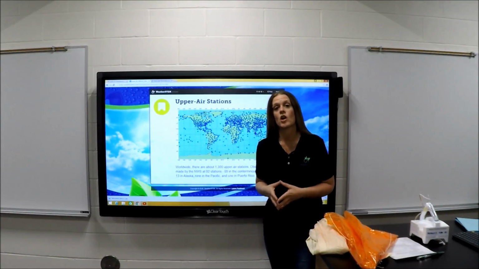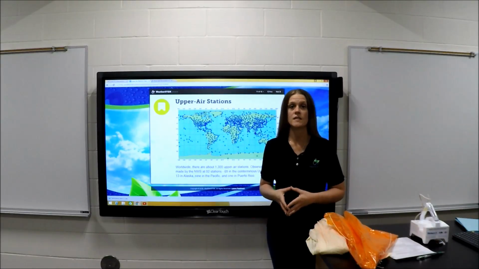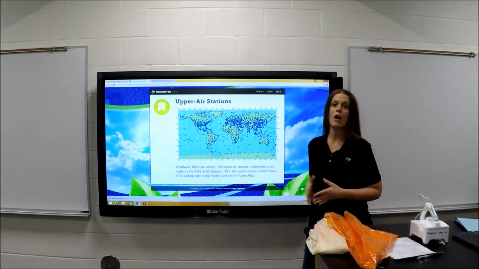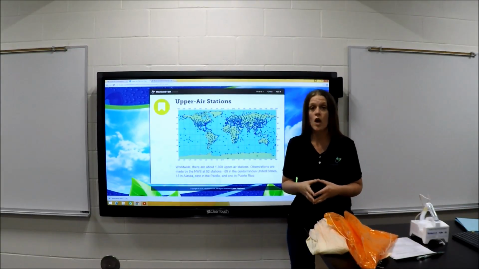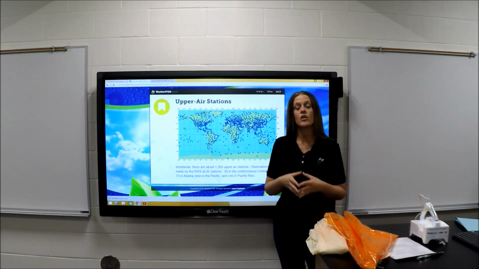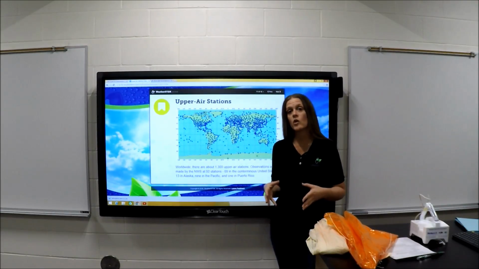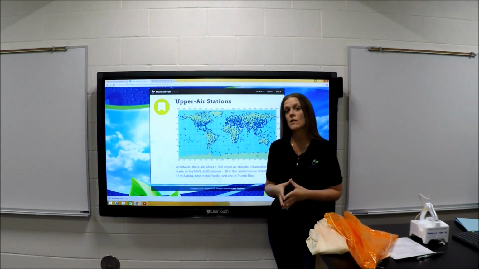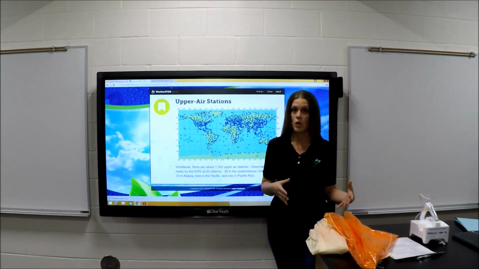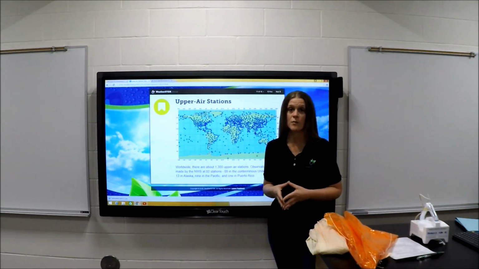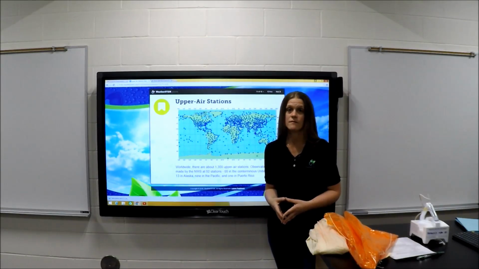These weather balloons are launched twice daily across the entire globe. There are over 1,300 separate upper air observation stations across the entire planet. These are launched early in the morning and early in the evening, and globally coordinated so that we can get a snapshot of the atmosphere at any given time. Understanding what our atmosphere is like both in the morning and in the afternoon can help us better understand what our weather is going to be for the next few days.